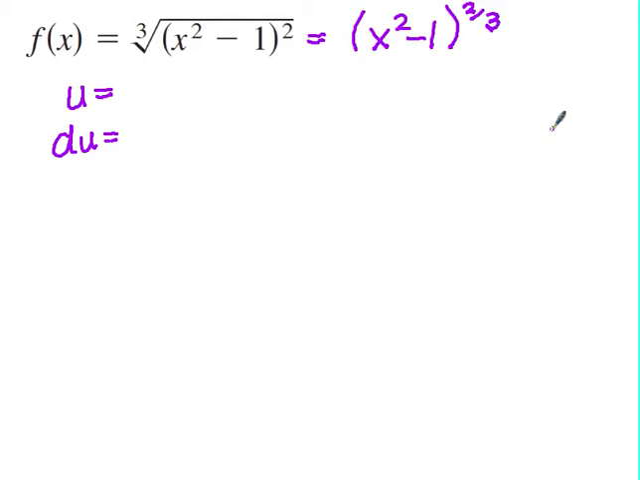Remember, the power always goes in the numerator, and then the cube root or the fourth root or whatever root you're dealing with goes in the denominator. So now in this case, what is u? x squared minus 1. What's du? 2x. That's the derivative of x squared minus 1. So let's rewrite it. What do we get? u to the 2/3. Good.